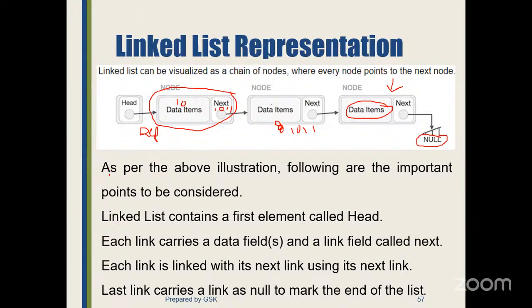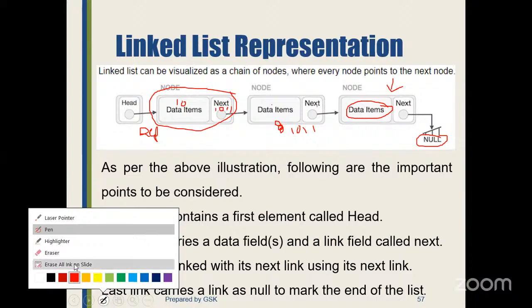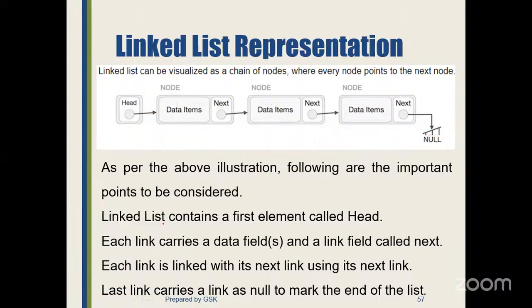As per the above illustration, following are the important points to be considered. So I think the above diagram is clear. Linked list contains a first element called head. First element is always head element or head node. Each link carries a data field and a link field called next. Every node contains two things, data field and next field. The next field contains the link for the next node. Each link is linked with its next link.